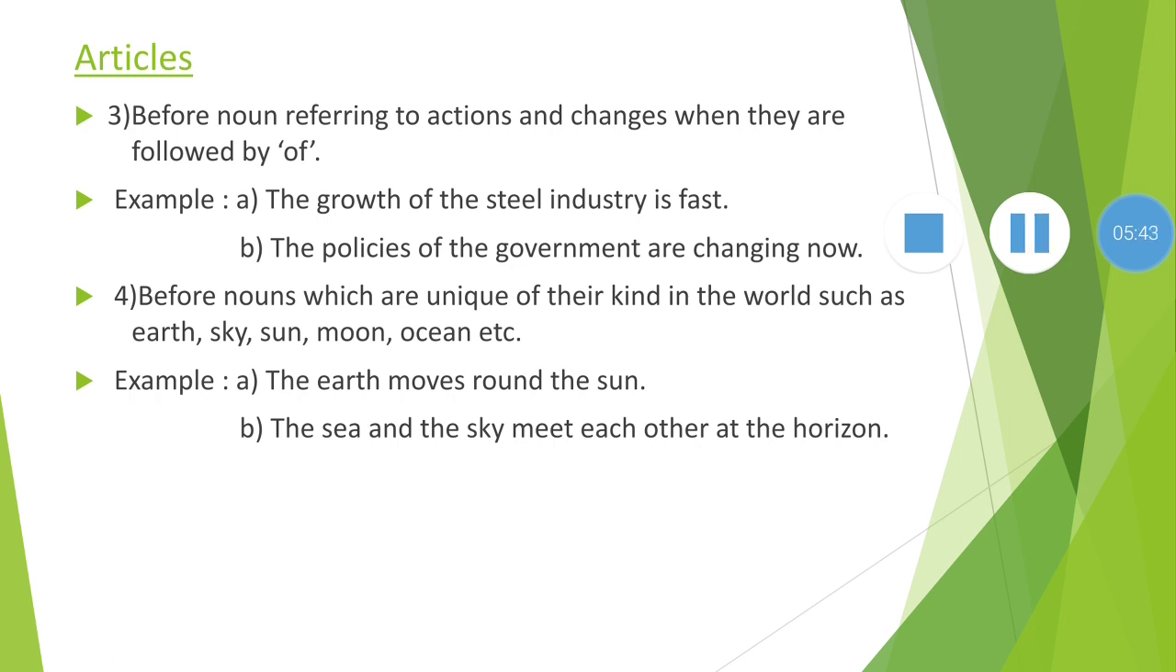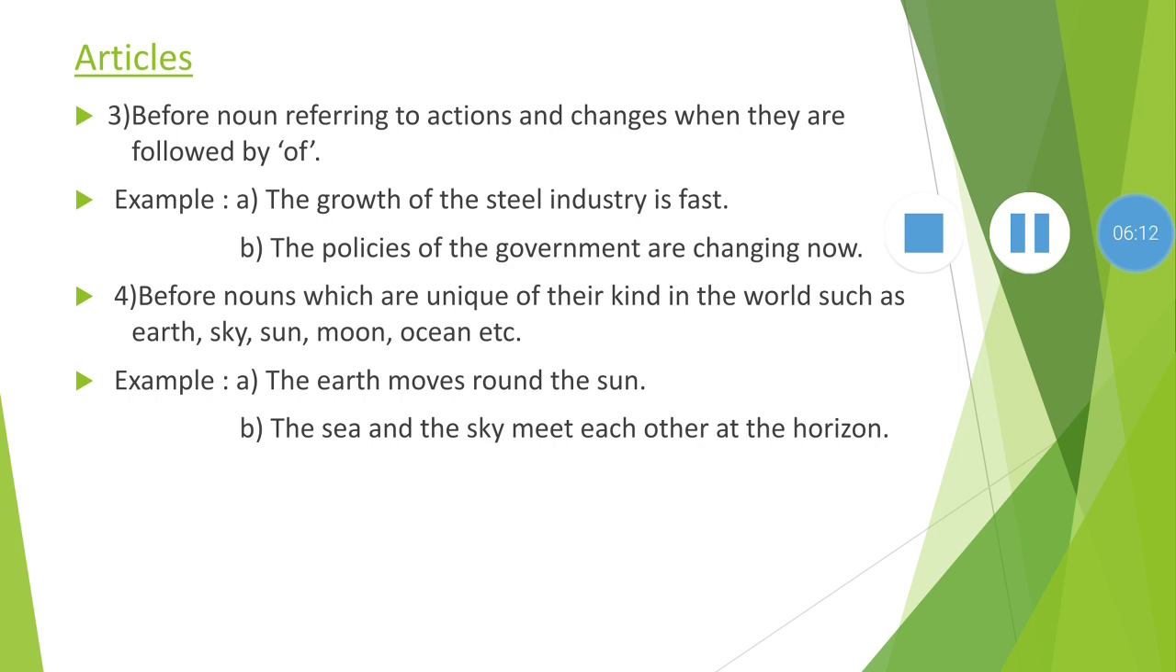In this example, government are changing now means before the government we use the article, it follows by of. Number 4, before the noun which are unique of kind in the world, such as means before the unique thing in the world or rare thing in the world, we use the article.